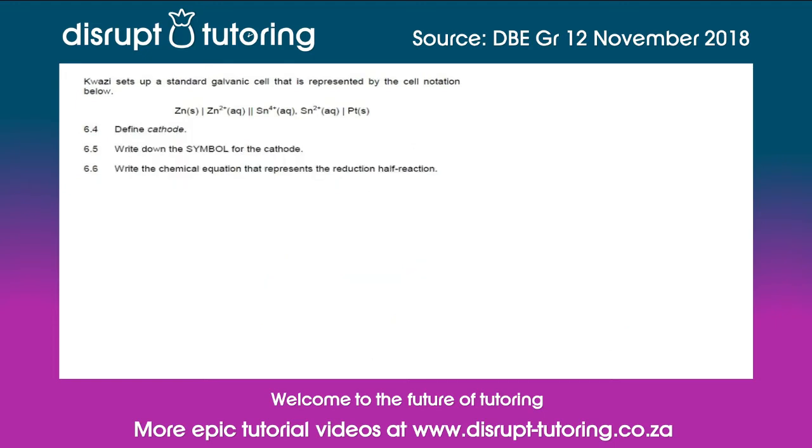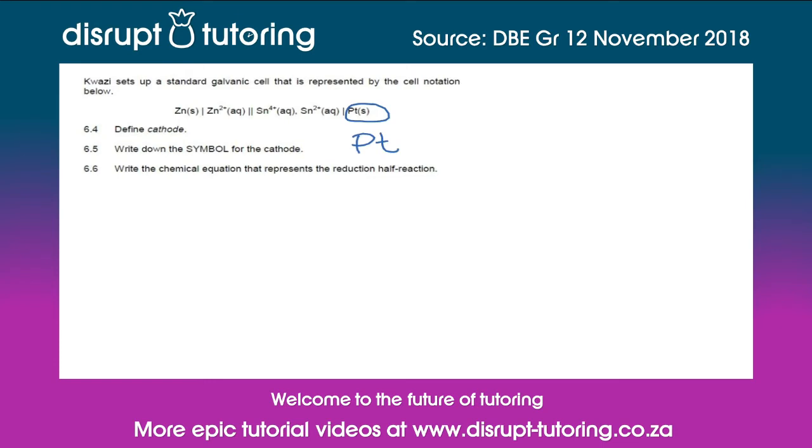Okay, then moving on, the next question asks us to define the term cathode. So the cathode is the electrode at which reduction occurs. And then the very next question asks us to write down the symbol for the cathode in this reaction. So in the cell notation, the cathode half cell is written second. And in this case, the electrode given is platinum. So the symbol for the cathode would be Pt.